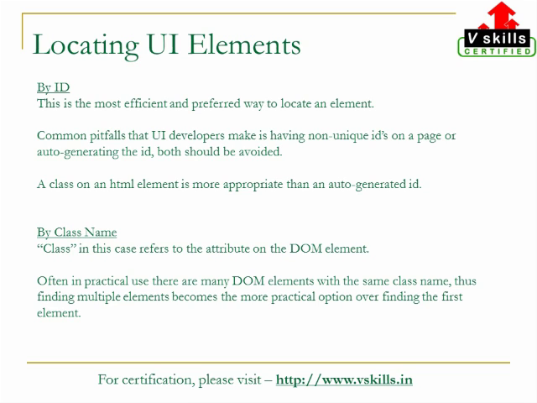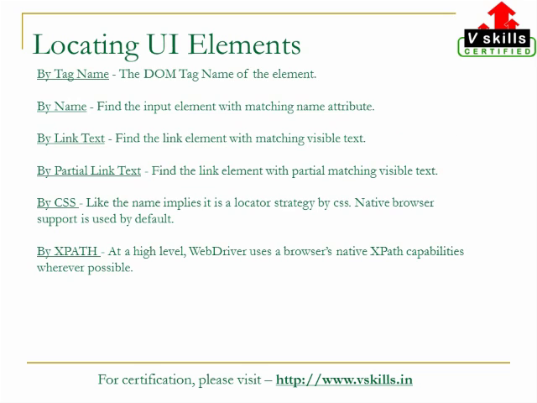Locating UI elements. By ID. This is the most efficient and preferred way to locate an element. Common pitfalls that UI developers make are having non-unique IDs on a page, or auto-generating the ID. Both should be avoided. A class on an HTML element is more appropriate than an auto-generated ID. By class name. Class in this case refers to the attribute on the DOM element. Often in practical use there are many DOM elements with the same class name, thus finding multiple elements becomes the more practical option over finding the first element.